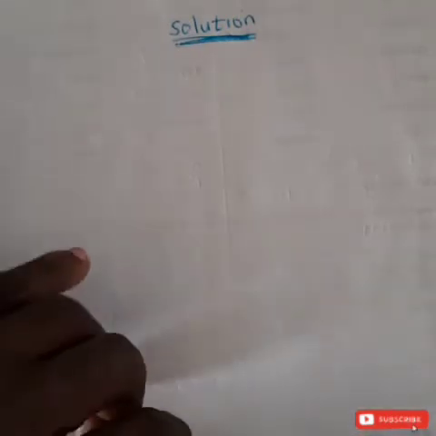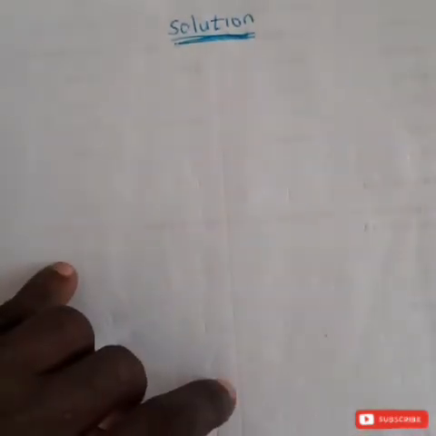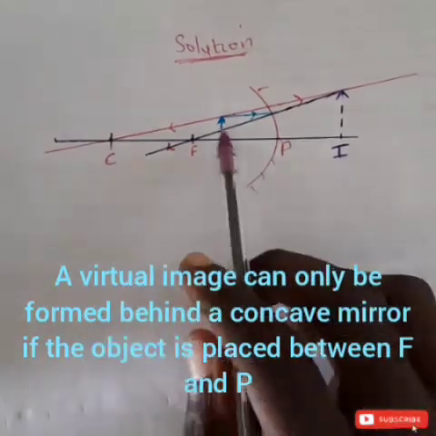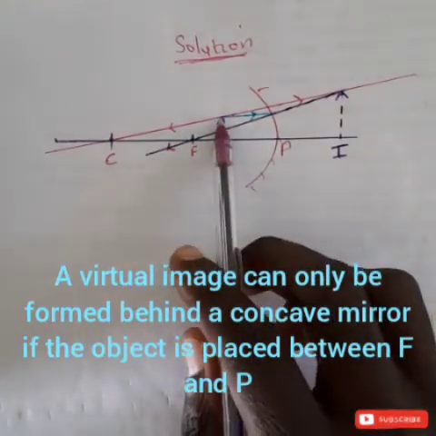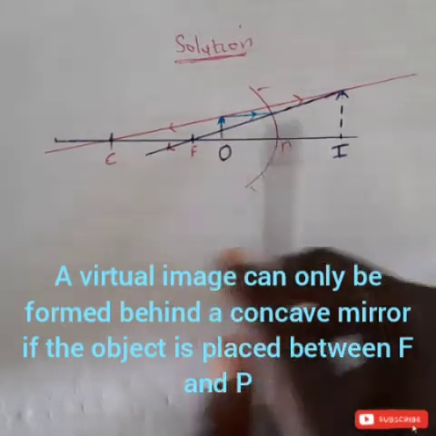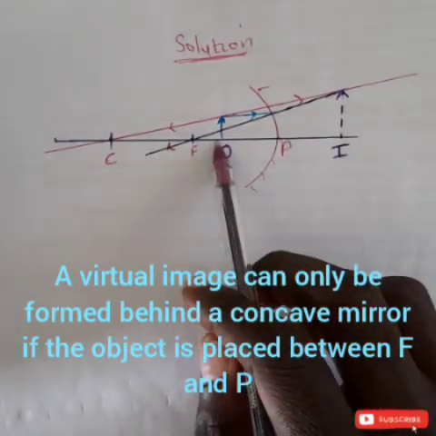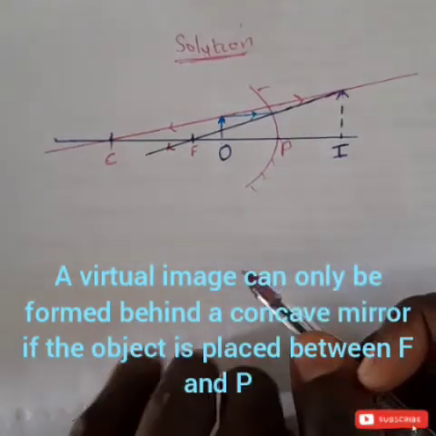So now I'm going to draw a concave mirror and illustrate it to you. If you take a look at this diagram, this is an object placed between F and P. You can see that the image is formed behind the mirror and the image is larger than the object. So what I want to do now is this.